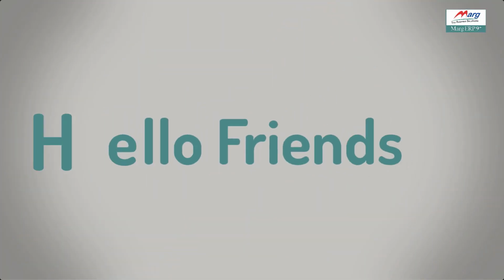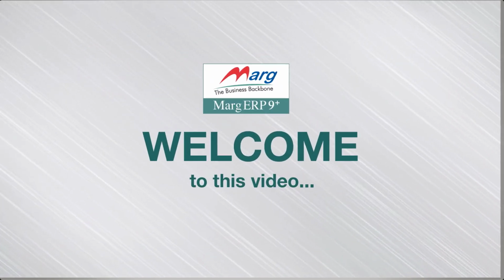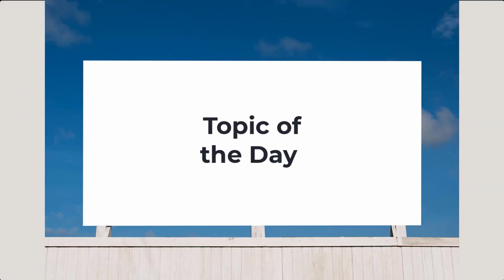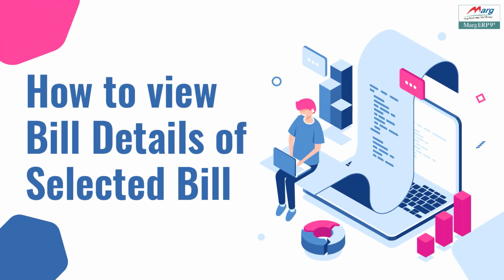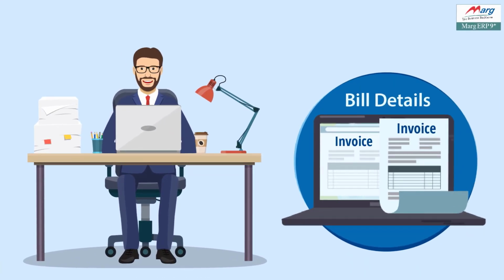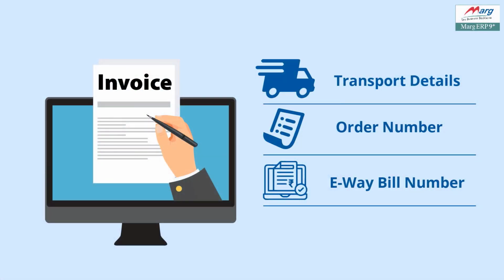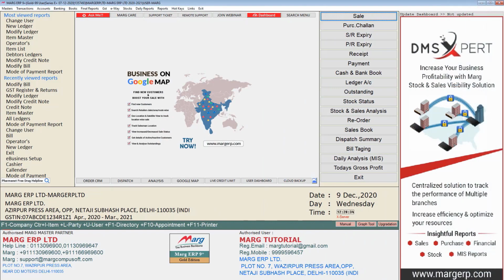Hello friends and welcome to the video of Margi ERP, in which our today's topic is how we can view the bill details of the selected bill. In Margi ERP software, you can easily view and modify the bill details of the selected bill like transport details, order number, e-way bill number, etc. So let's come and see its process in the software.